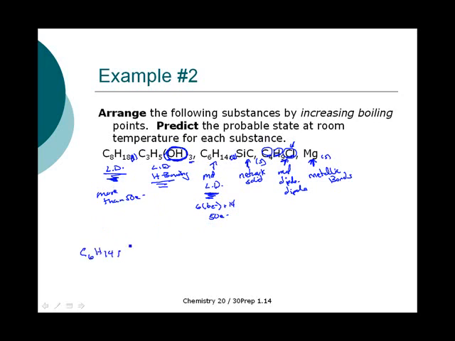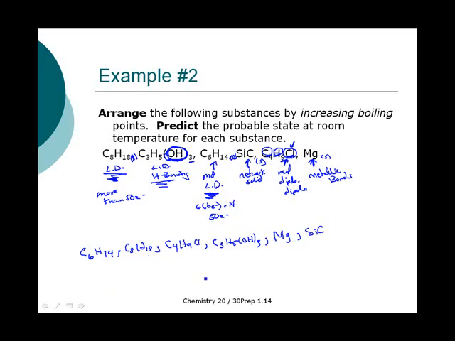And so the molecule with the least amount of force would be C6H14, then C8H18. Then we get our molecule with dipole-dipole forces, C4H9Cl. Then our molecule with hydrogen bonding, C3H5OH3. Finally, we have our metal, magnesium, and then our network solid.